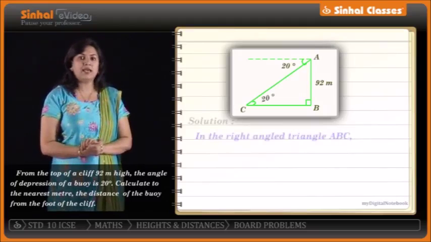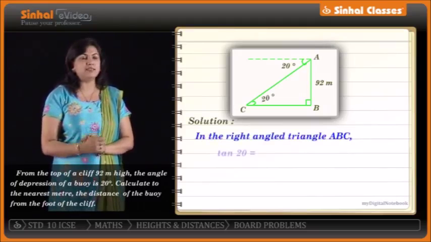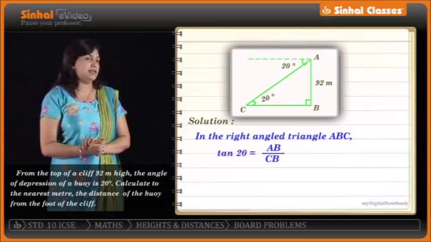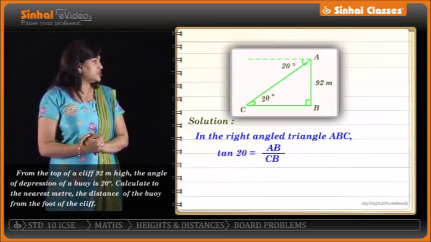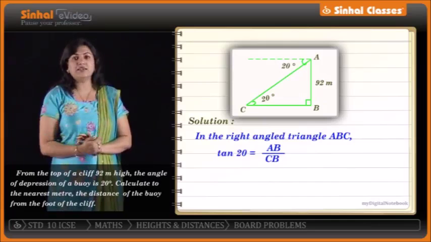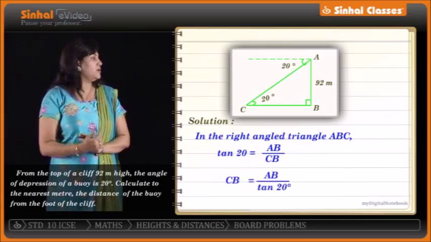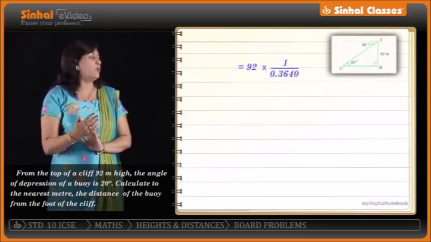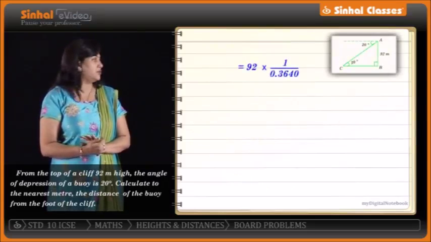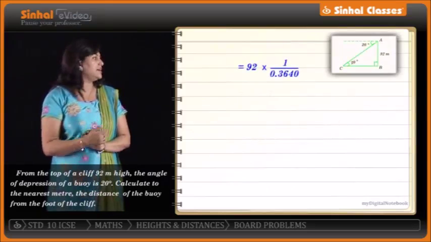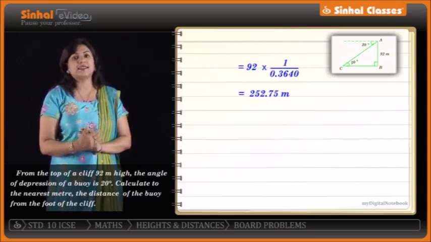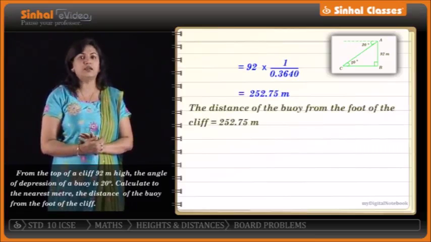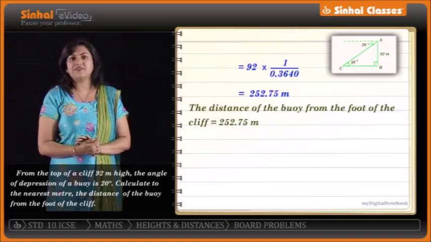Now in this triangle ABC, tan 20 is AB upon BC. Now tan 20, we don't know the value. We look from the log tables, which is 0.3640. So we have CB is equal to AB upon tan 20, which equals 92 into 1 upon 0.3640. Now we simplify this to get the value as 252.75 meters. That is, the distance of the buoy from the foot of the cliff is 252.75 meters.